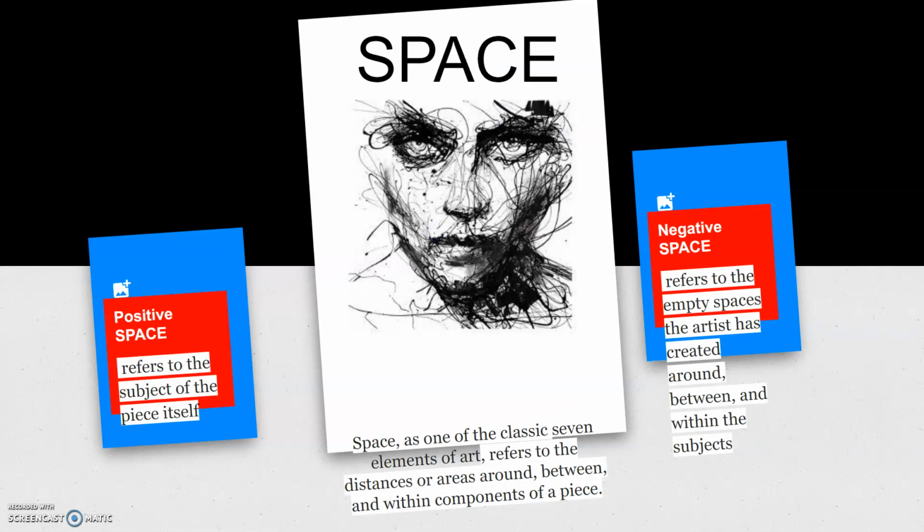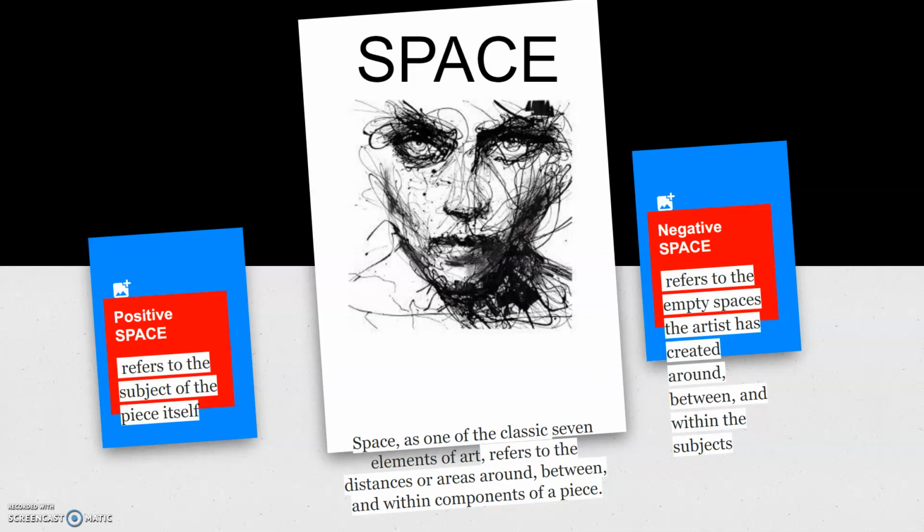Space, as one of the classic 7 elements of art, refers to the distances or areas around, between, and within components of a space. Those 2 types of spaces could be positive space, which refers to the subject of the piece itself, or the negative space, which refers to the empty spaces the artist has created around, between, and within the subject.